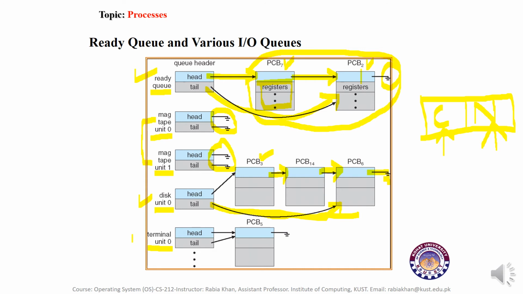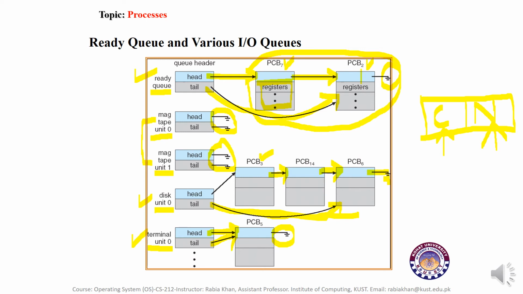Similarly, the terminal, the output unit, is again in the form of a queue, since you have a single terminal, a single output unit at a time. So the head is pointing to process 5 and its next is empty. That means only a single process is waiting for the terminal, and the tail is also pointing to the same process.